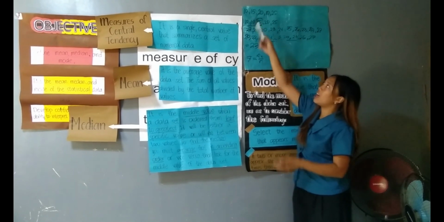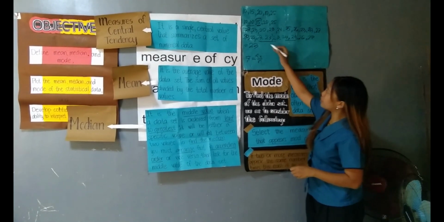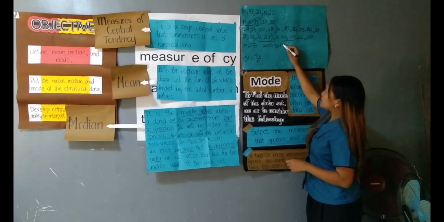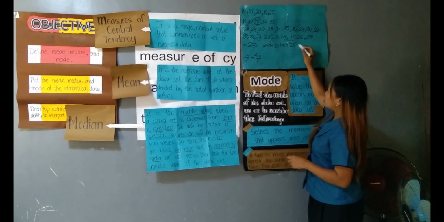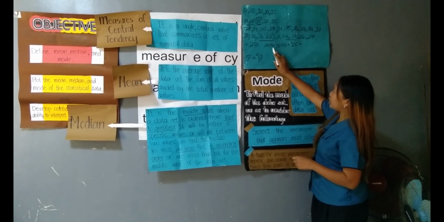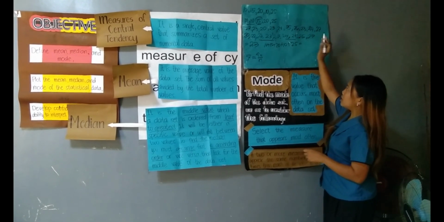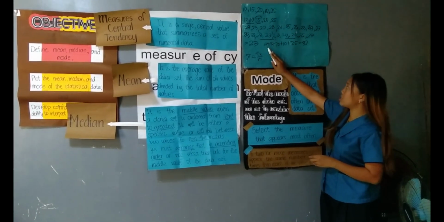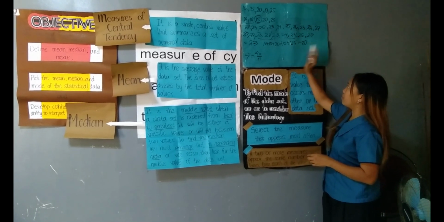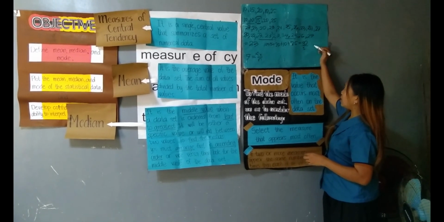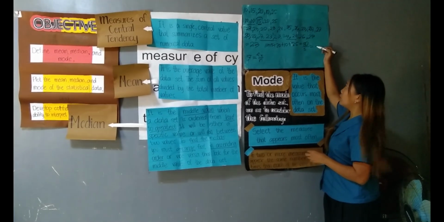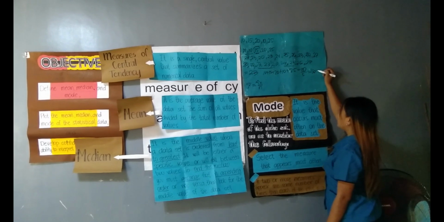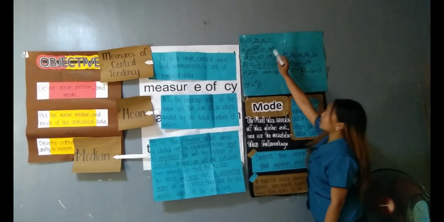And for this data, our mean is 10 plus 15 plus 20 plus 10 plus 25 is equals to 10, 30, 45, 55, 80. And the total number of this data is 1, 2, 3, 4, 5. So 80 divided by 5 is equals to how much? So we have 16, which is our mean for this data.